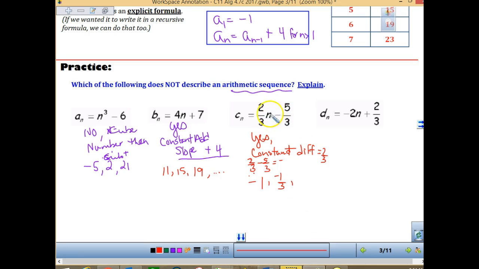If I would plug in 3, I'm going to have 6/3, right? 6/3 minus 5/3 gives us 1/3. 1/3 plus 2/3, constant addition. So even though you have fractions and decimals here, you are still adding a constant 2/3, that common difference. You have a slope. So the last one, is it going to be arithmetic? Yes. We have a slope or a constant difference of -2. That is your constant difference.